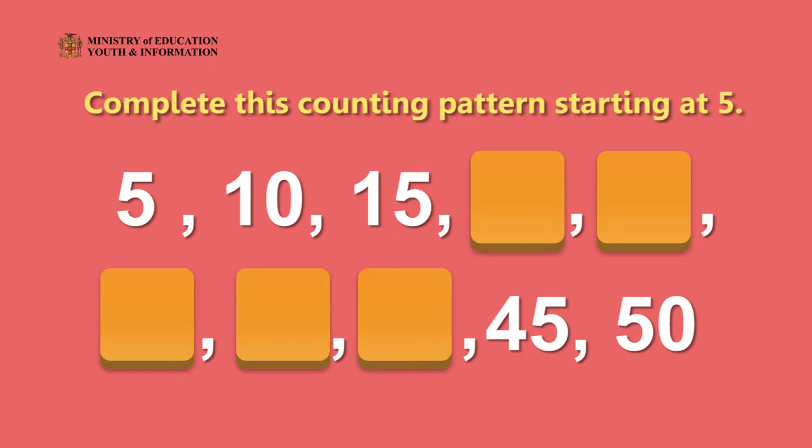In order to complete this counting pattern, you must first identify what number we are skip counting by. Do you know what that number is, boys and girls? Once you have identified the number we are skip counting by, the second thing you need to do is to skip count by this number to fill in the missing numbers that complete the counting pattern.